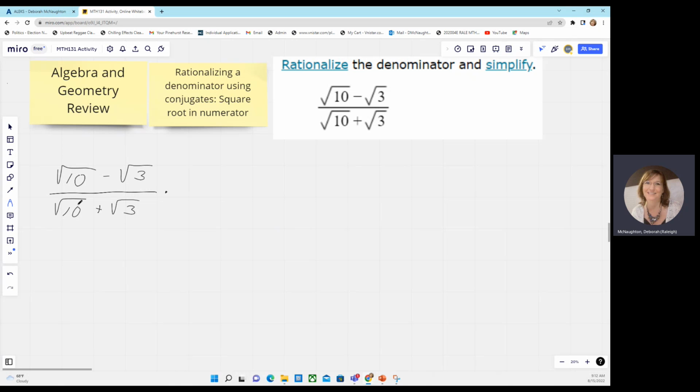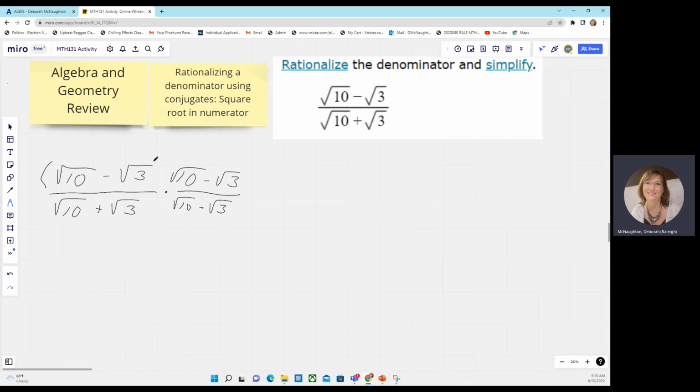So to get conjugates, we keep this first value, we keep this second value, and we just change the sign in the middle. So what we're going to do is multiply this by the square root of 10, keep the square root of 10, I change this to a minus square root of 3. So I'm going to multiply this equation by the square root of 10 minus the square root of 3 divided by the square root of 10 minus the square root of 3.